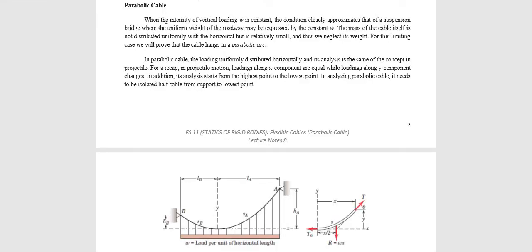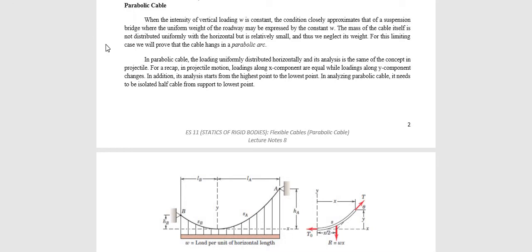So in parabolic cable, when the intensity of a vertical loading W is constant, the condition closely approximates that of a suspension bridge where the uniform weight of the roadway may be expressed by the constant W. The mass of the cable itself is not distributed uniformly with the horizontal, but is relatively small and thus we neglect its weight. For this limiting case, we will prove that the cable hangs in a parabolic arc.